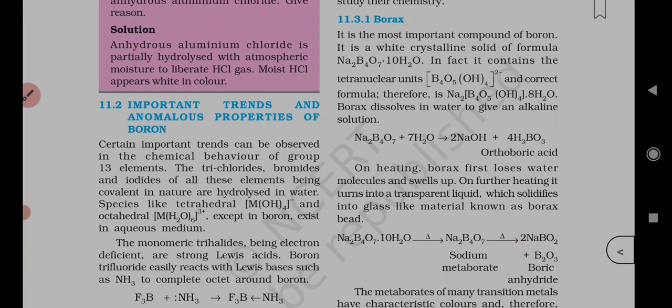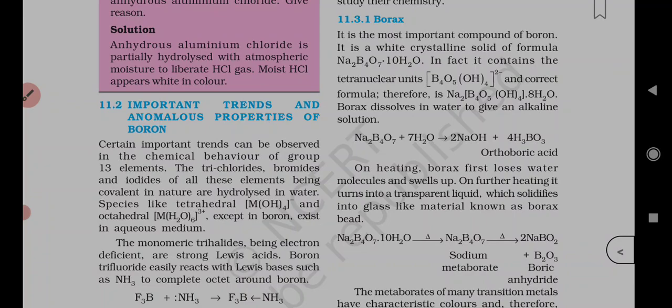The metaborates of many transition metals have characteristic colors, and therefore borax bead test can be used to identify them in the laboratory. For example, when borax is heated in a Bunsen burner flame with cobalt oxide and a loop of platinum wire, a blue colored cobalt Co(BO2)2 bead is formed. It's a blue color.